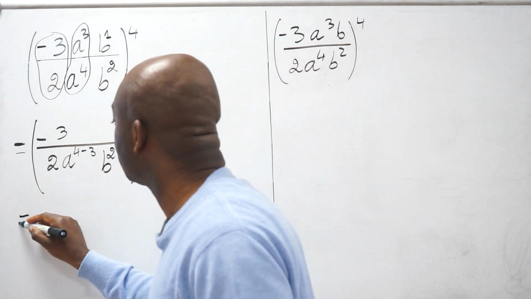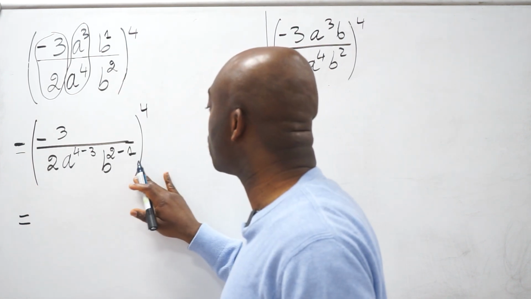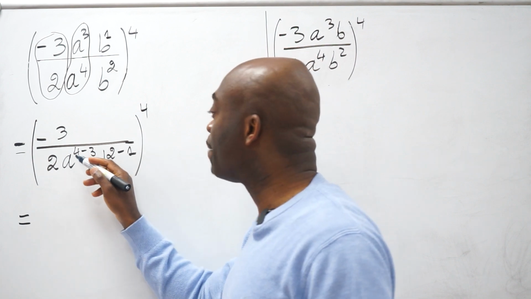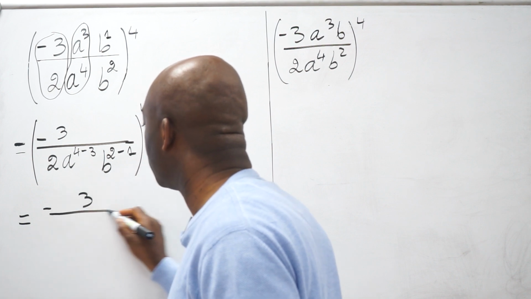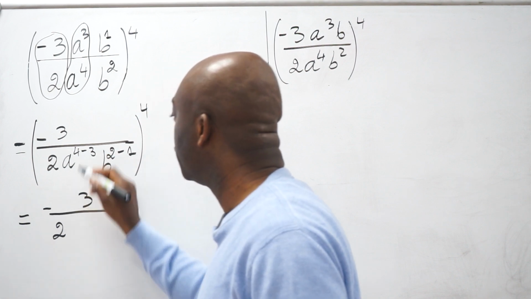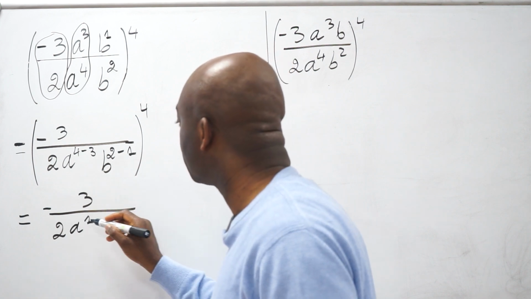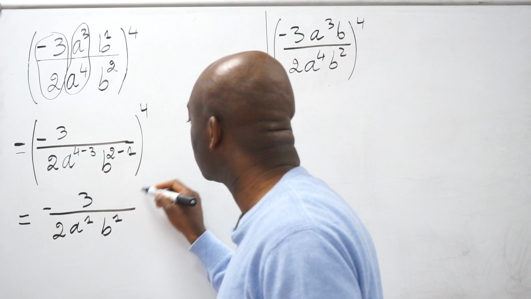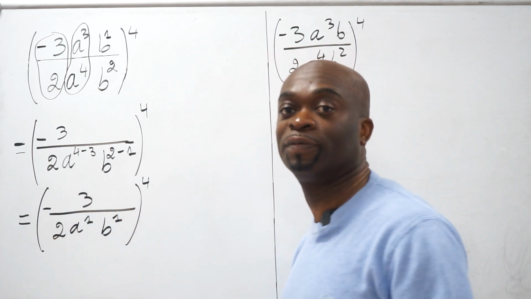So then our next move is going to be what? Is to be able to work on the powers here. So that means 4 minus 3. So we still have our negative 3 here over 2. Then we have a. 4 minus 3 is what? Is 1. Then b. 2 minus 1 is what? Is also 1. Okay? And then we still have the power 4.